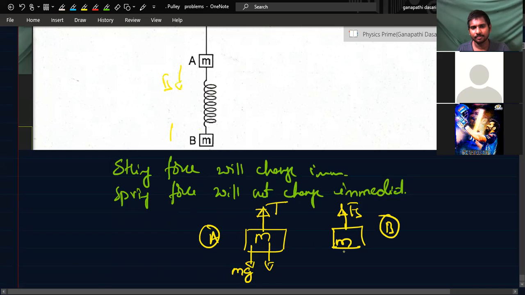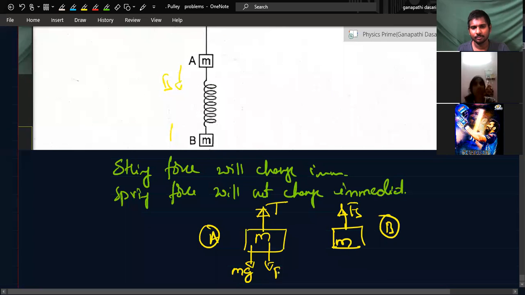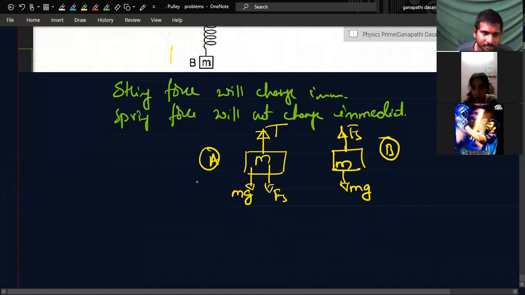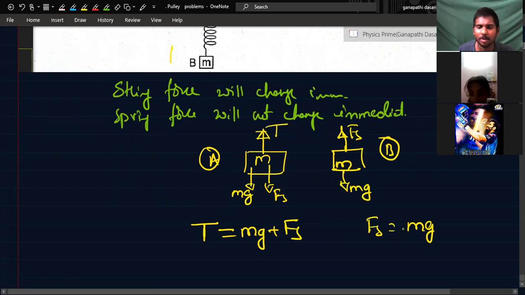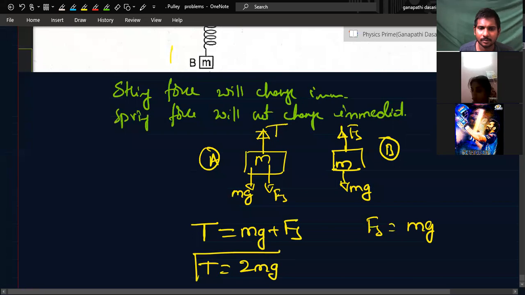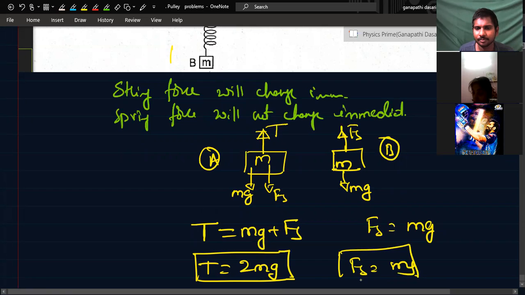Next, downwards is Mg. Yes, sir. Initially, everything is at rest or not? Yes, sir. Net force should become 0. T is equal to mg plus Fs, or not? Yes, sir. Here Fs is equal to mg, or not? B block equation. If I substitute this equation in this one, T is equal to how much? 2mg. Fs is equal to mg. You got it? Yes, sir.